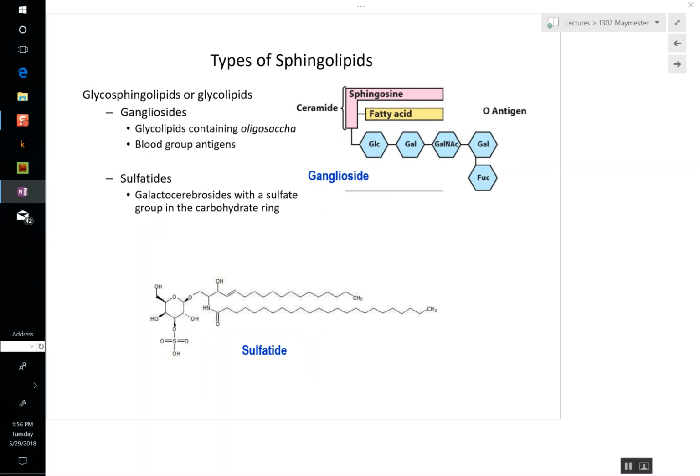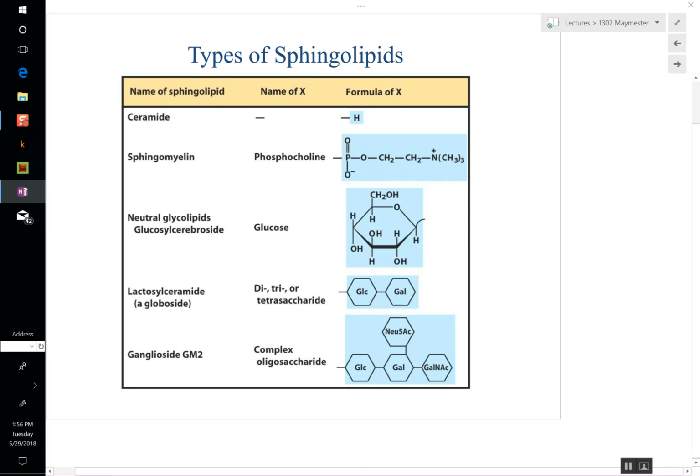Ganglioside. Now here's one where instead of just one sugar, you've got the O antigen, the ceramide, the O antigen in the bloodstream. All right, so for ceramides, you just have that X group, going back to that third group right here. Right in here, you've got an X. You've got an X right here.